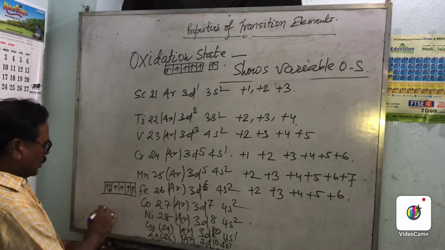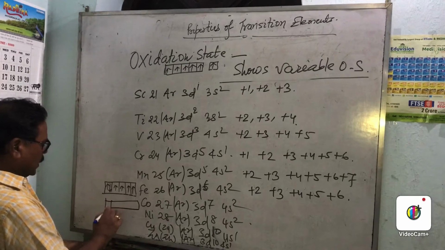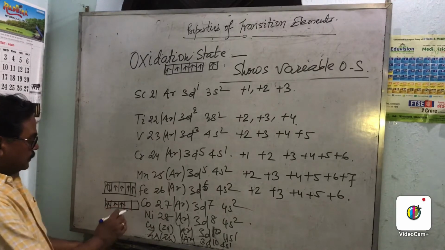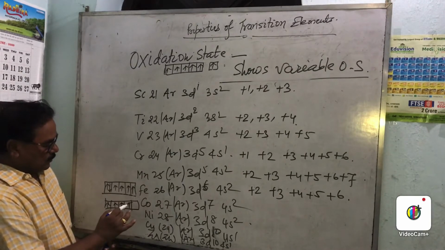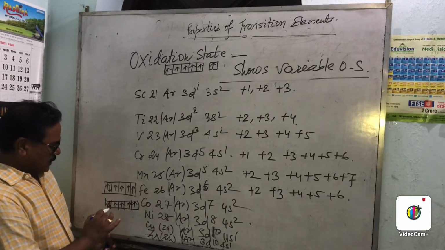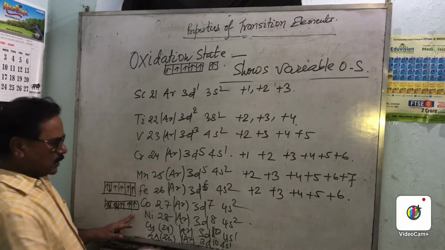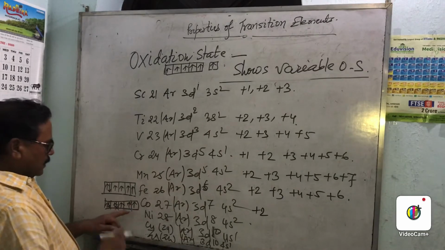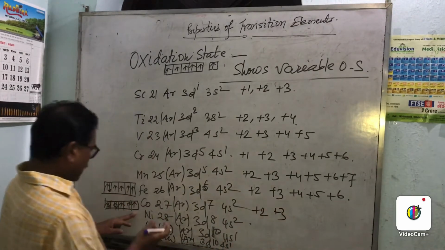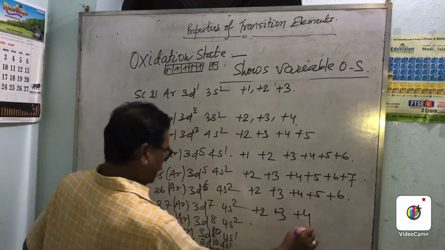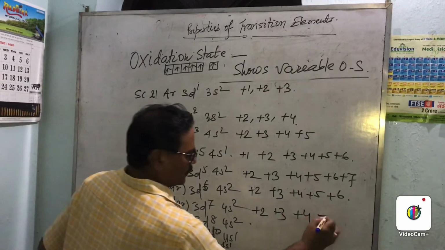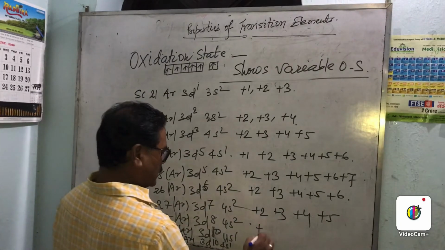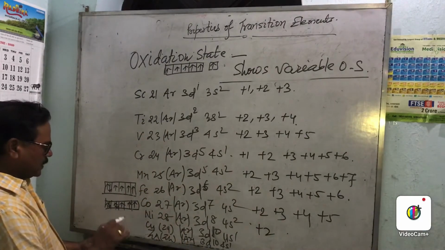Again we write here cobalt. Cobalt is d7: 1, 2, 3, 4, 5, then 6 and 7. So what is the oxidation state? Due to these 2 s electrons we have +2, and here +3, here +4 and here +5. And for nickel it is +2, and we write here d8 for nickel.